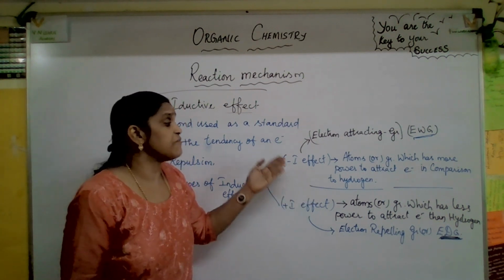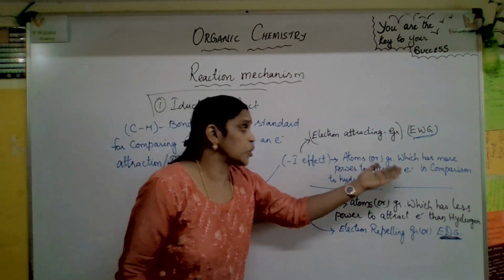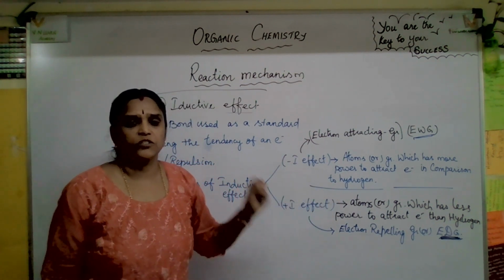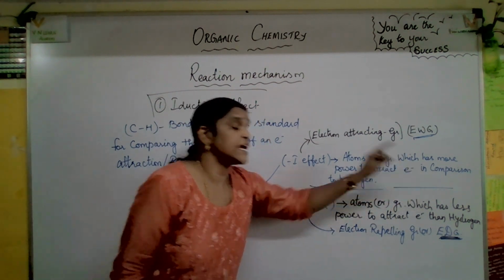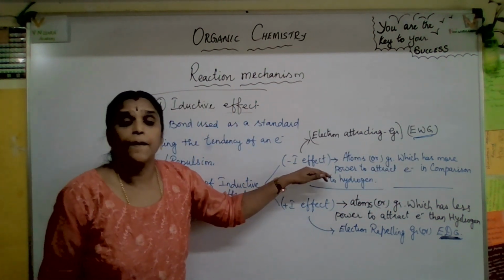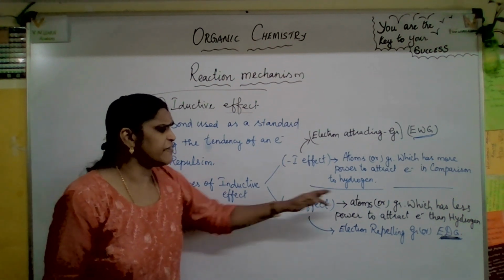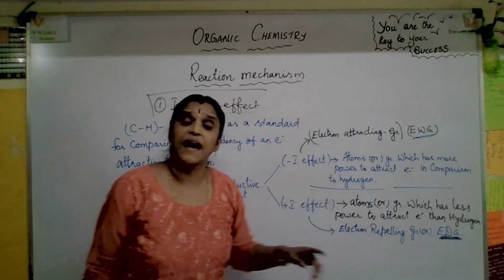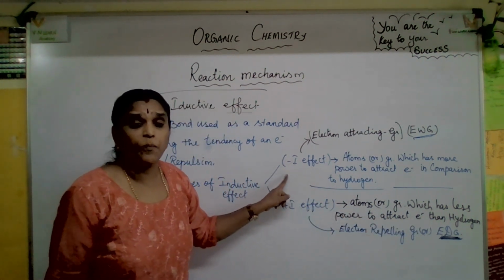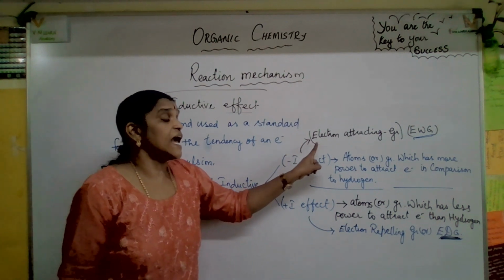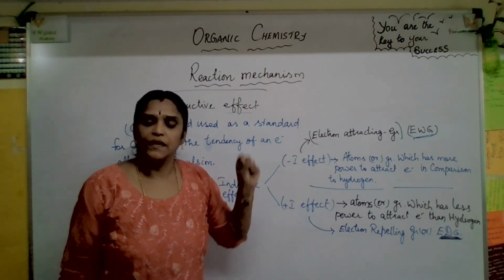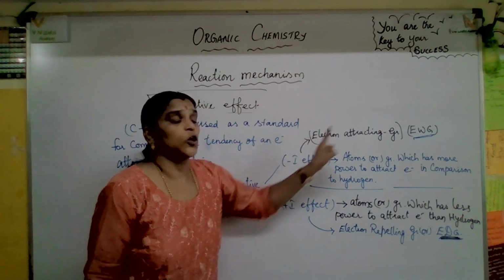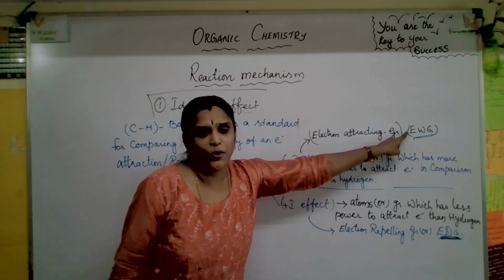What is minus I effect? Minus I effect is atoms or groups which have more power to attract the electrons in comparison to hydrogen. Whereas plus I effect is atoms or groups which have less power to attract the electrons than hydrogen. Now what is the main point here? Minus I effect means electron attracting group. Electron attracting group is the electron withdrawing group.